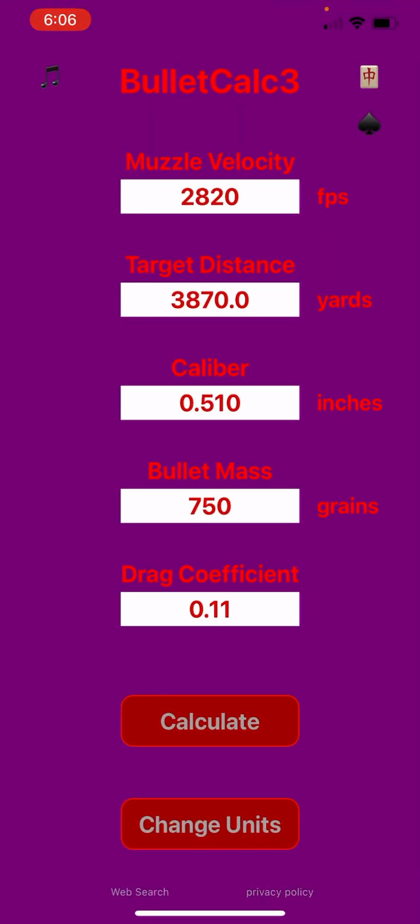As you can hear in BulletCalc3, we have a lot of real machine gun and other firearm sounds just as a little extra bonus to the program. They don't change the way the program functions, but they add a little bit of character.